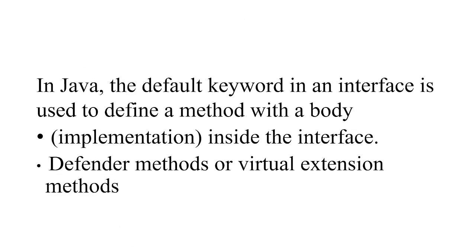And next, there are three methods used in the interface: first default, second static, and then private. Default means used to define a method with a body inside the interface. Another name for these is defender methods or virtual extension methods.